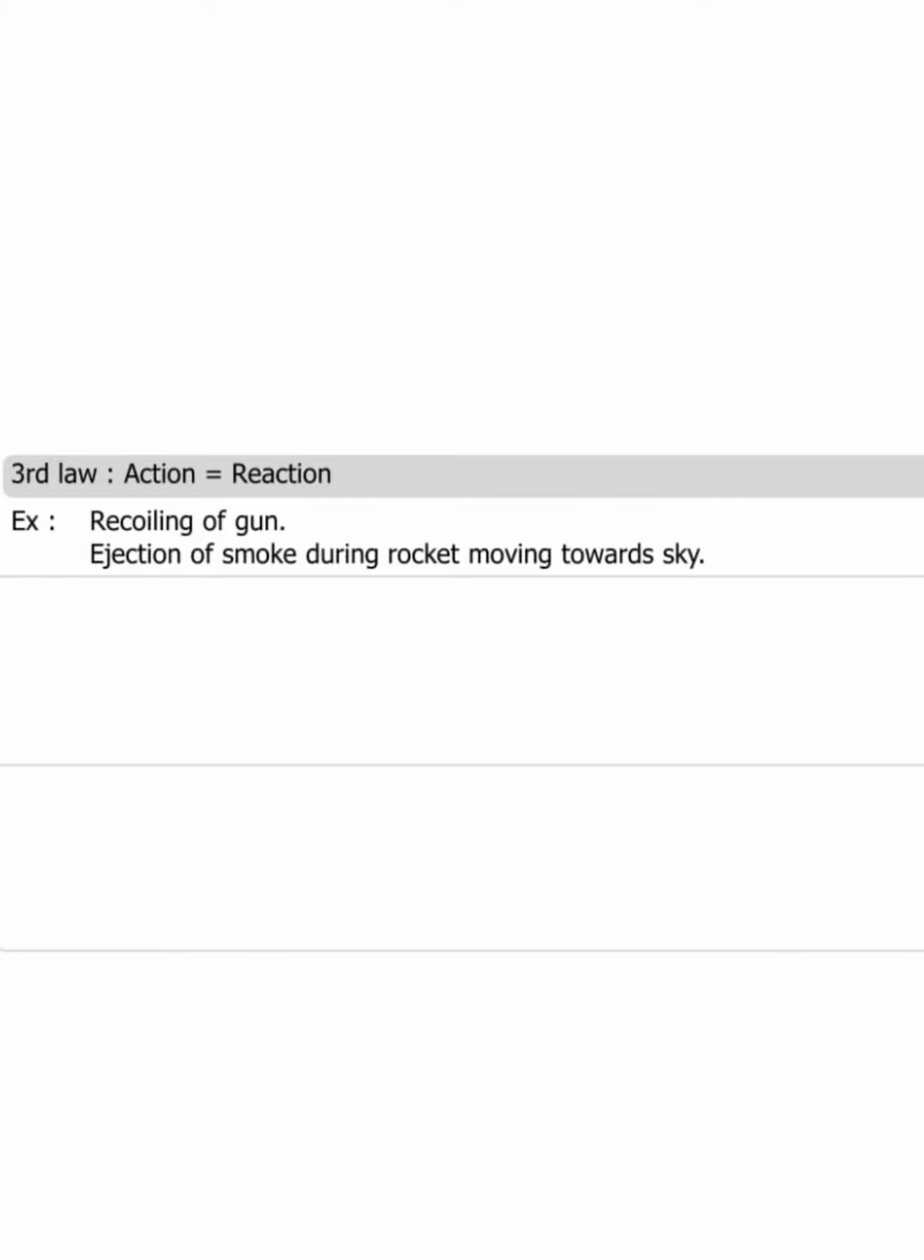Recoiling of a gun. When you shoot with a gun, it jerks back. That jerk back is called recoiling. Recoiling of a gun. Again, one more you can observe when a rocket is in motion: ejection of smoke during rocket launching, moving towards the sky.